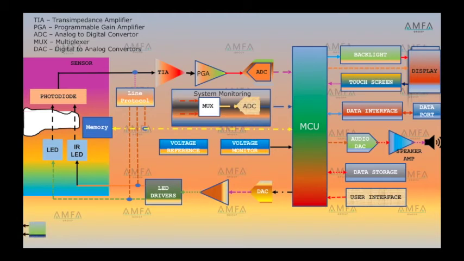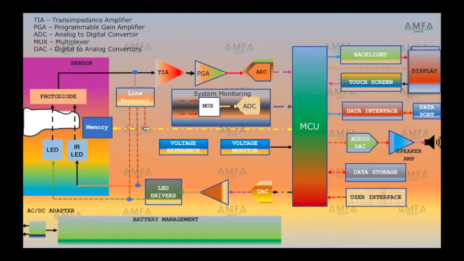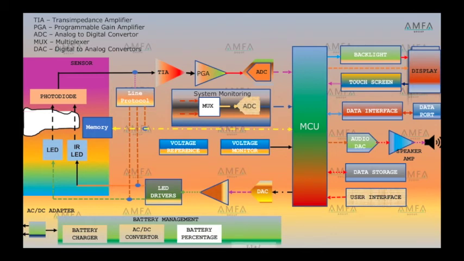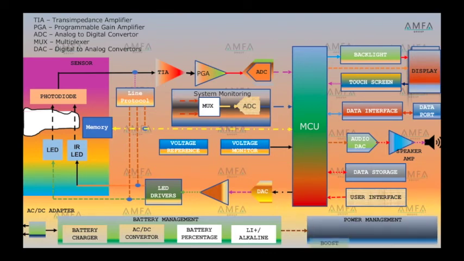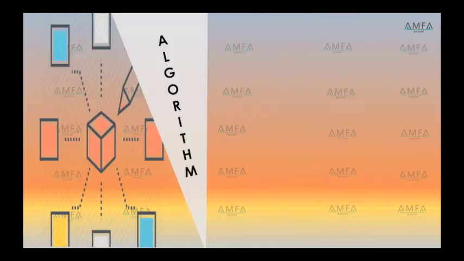So then comes the battery or power management system, where we have the AC or DC adapter, the battery charger, battery level and percentage, and the type of battery. The power management is the block. So this is how the overall flow diagram works.